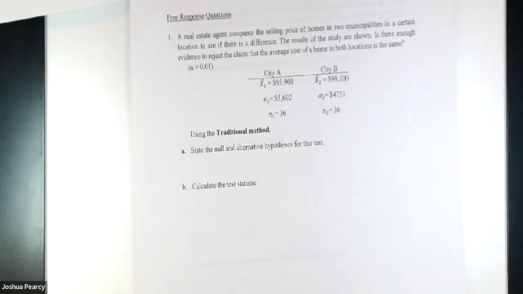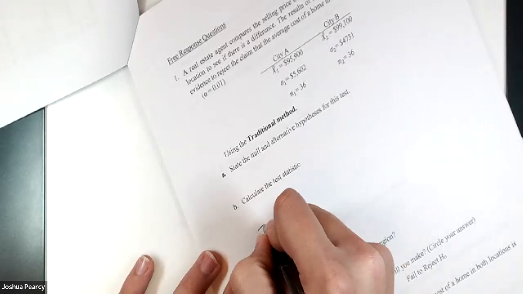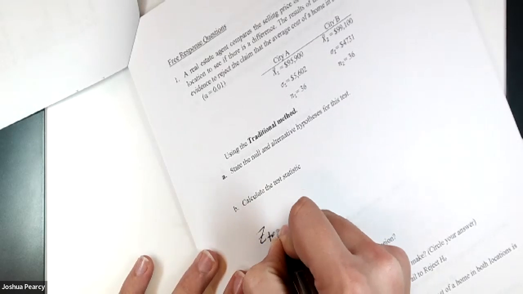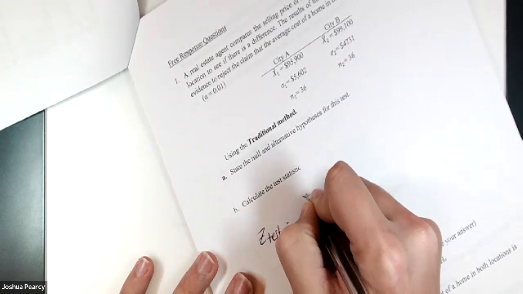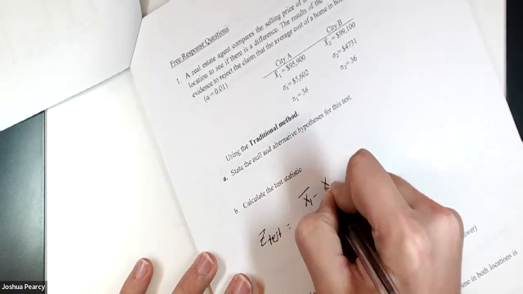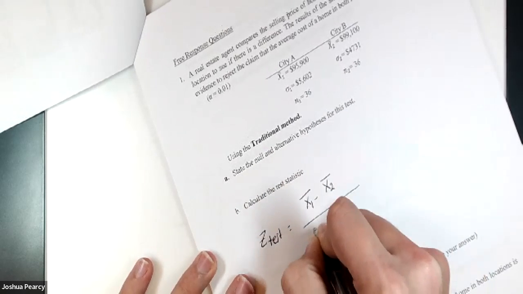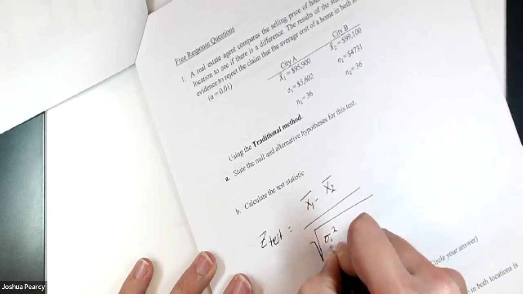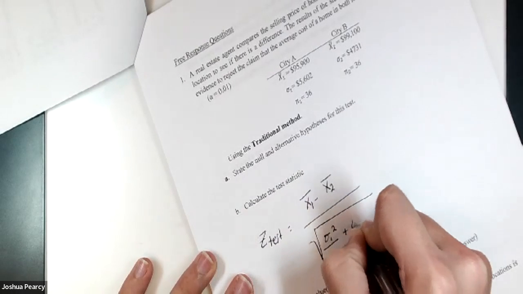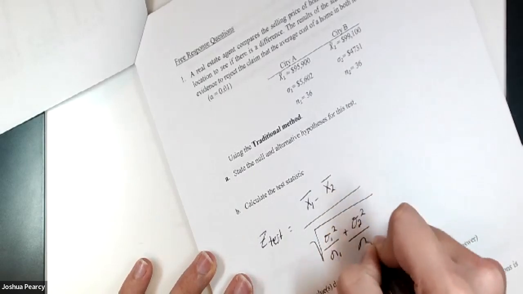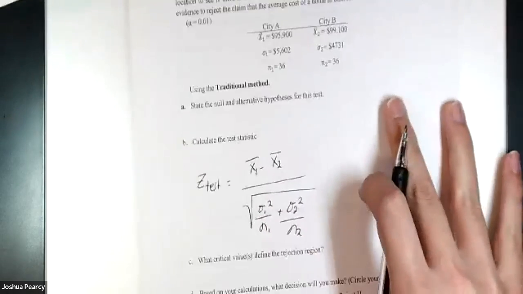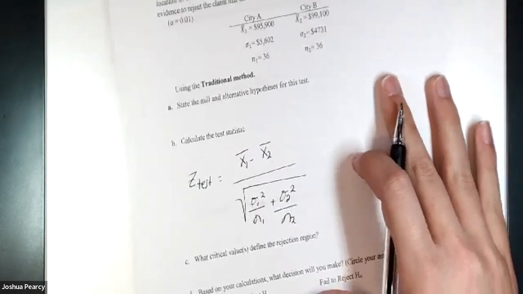Can you write the formula? Yes, I can. So this is a z-test, so z-test equals x1 bar minus x2 bar divided by the square root of sigma 1 squared over n1 plus sigma 2 squared over n2. That's the formula. So if you plug in the numbers, what do you get?